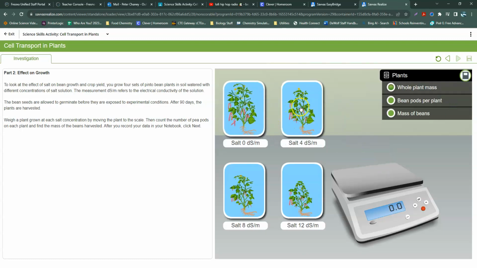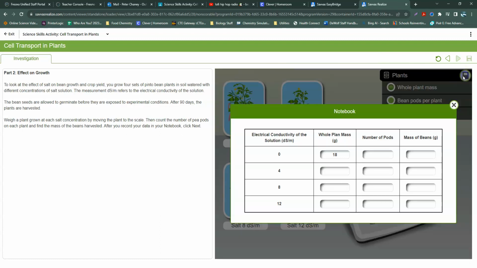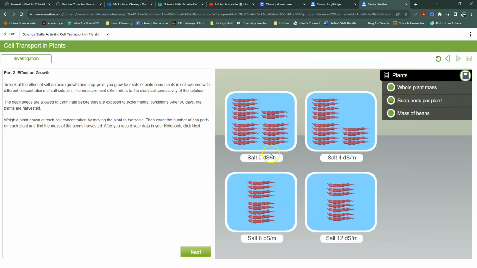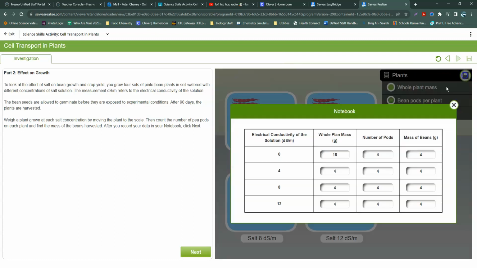And we're going to do that for each one of these. So you'll take that off, put that on, and so forth. I'm not going to put all the answers for you. I'm just going to fill this in with a random number so I can show you the next part. But you're doing the whole plant, and then you go to the bean pods and you count those. So for 0 salt, you count these 1, 2, 3, 4, 5, 6, 7, 8, 9, 10, 11, 12, 13, 14, 15, 16, 17. So that one's 17 for the pods, and then mass of beans.